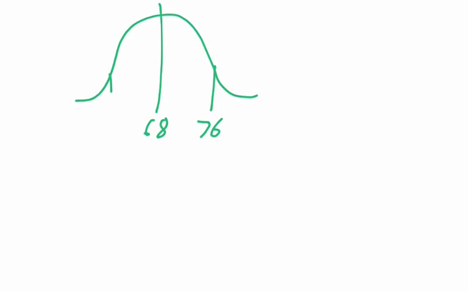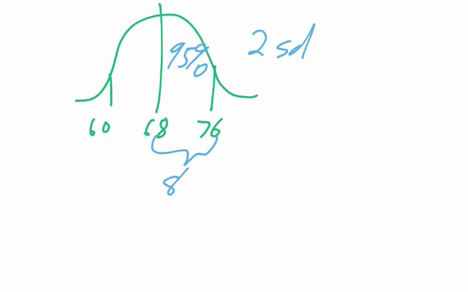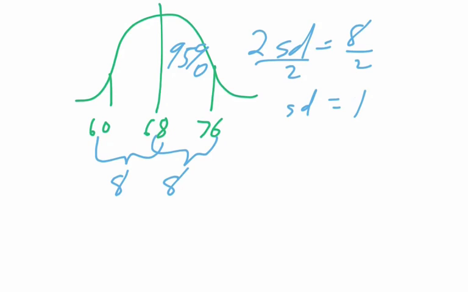For problem number 8, we're told that the mean is 68, and we got 76 to 60 has 95%, which is 2 standard deviations. So 2 standard deviations from 68 to 76 is 8. Just to make sure that we're symmetric, from 68 to 60 is also 8. So when I divide by 2, that means we have a standard deviation of 4.